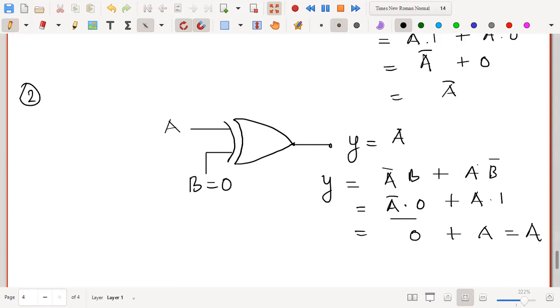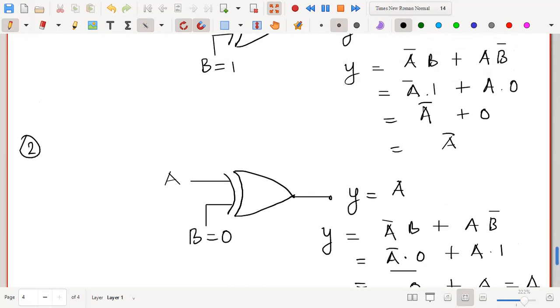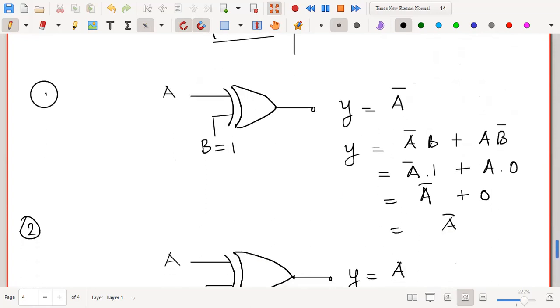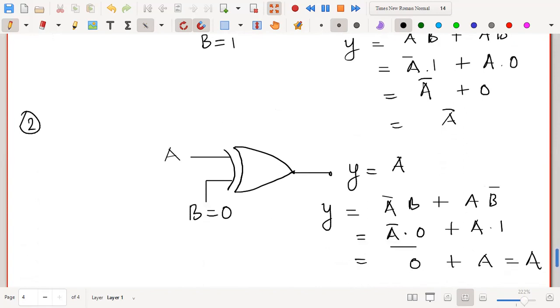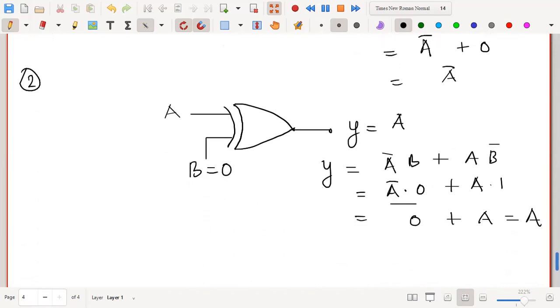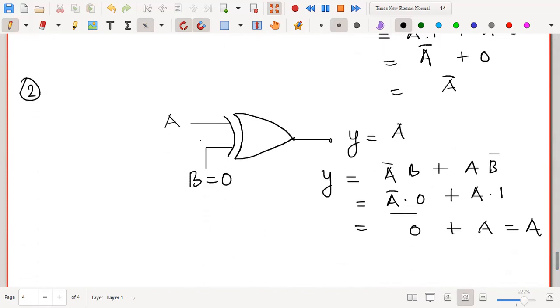So two important conclusions we got from the exclusive OR gate. The first one, which I am showing now on the screen, is that if any one of the inputs is 1, the output is the complement of the other input. And the second one is that if any one of the inputs is 0, the output is the other input, that is A in this particular case. These are some very important conclusions which we can draw from this exclusive OR gate.